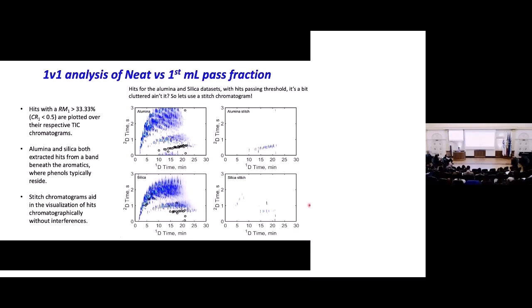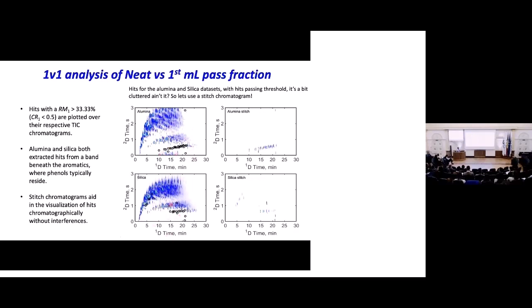Taking that list, we slimmed it down to only focus on the compounds that change with concentration ratio less than 0.5. That means they decrease by at least half in the first mil pass fraction. We plotted all those here, and we can see, despite the little 2D chromatogram differences, we have most of our polar compounds extracting in some of the similar areas.